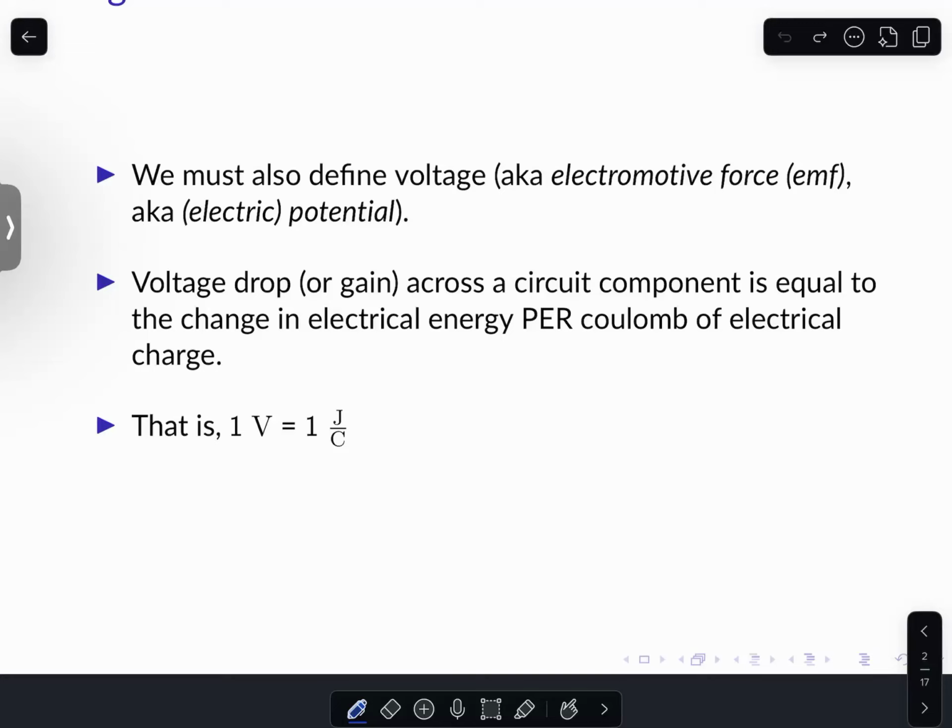Voltage drop is equal to how much the energy changes for 1 coulomb of electric charge. It is that ratio of energy to charge. It is the share of energy that 1 coulomb of charge gets. So when I say 1 volt, I'm saying 1 joule per 1 coulomb, 1 unit of energy per 1 unit of charge.